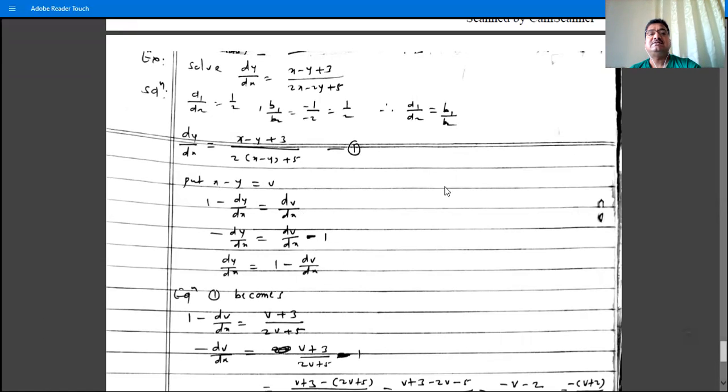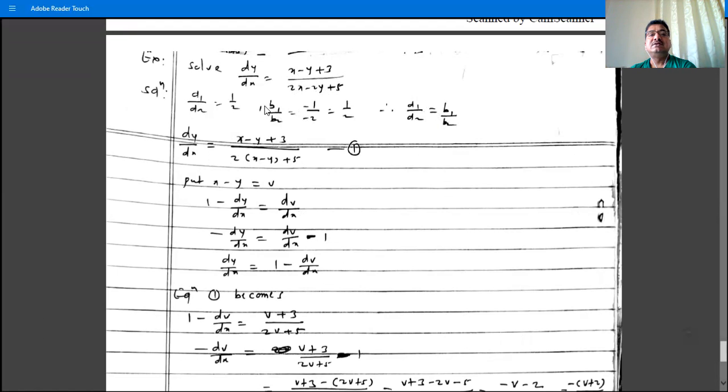For example, see this example: dy by dx is equal to x minus y plus 3 divided by 2x minus 2y plus 5. So if we observe, a1 by a2 is 1 by 2, and b1 by b2 is minus 1 divided by minus 2, which means 1 by 2. And so what is your observation? That a1 by a2 is equal to b1 by b2.